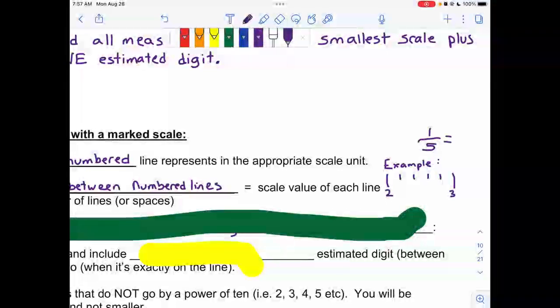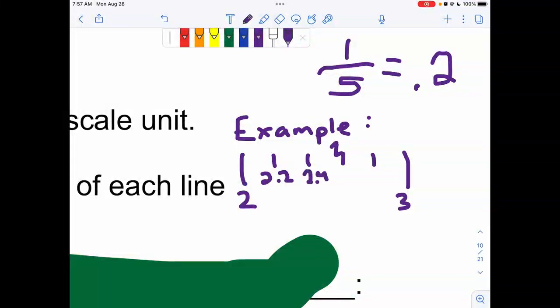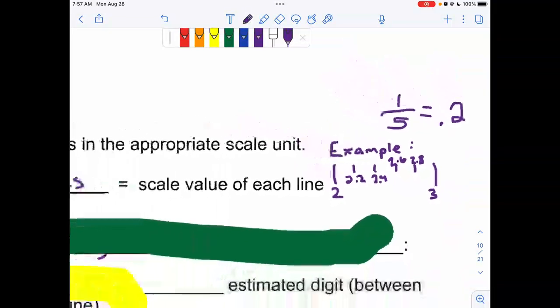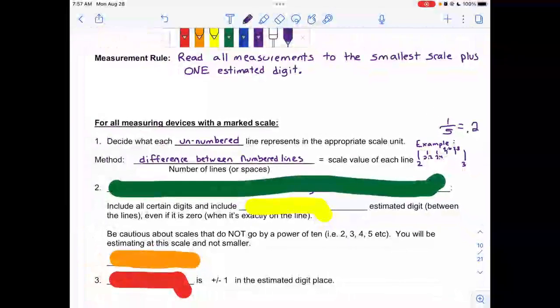So the value of each of those lines is going to be 0.2. 1 divided by 5 is 0.2. So if I zoom in really far, I can actually write here, this is 2.2. This is 2.4, this one is 2.6, and this one is 2.8. We're going up by 0.2 each time. So that's how we're figuring out what each of those lines is.